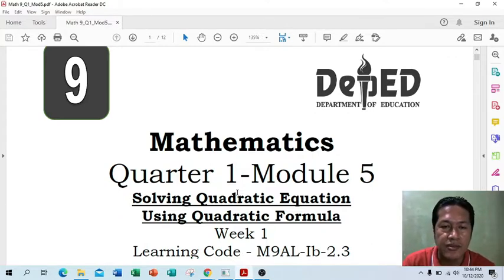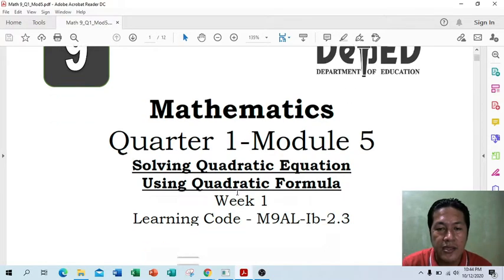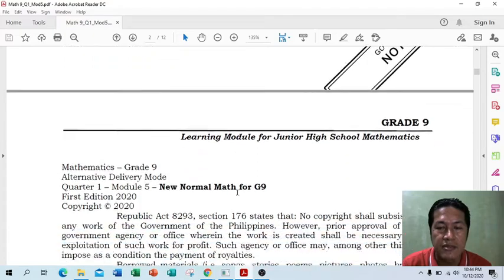Welcome back, guys. Welcome to our Module 5, Solving Quadratic Equation using the Quadratic Formula. Still on week 1. Okay, let's start with our pre-test.